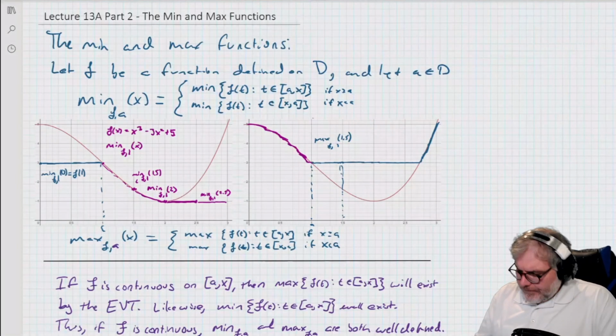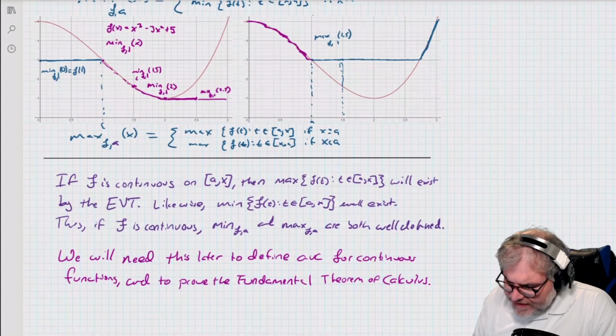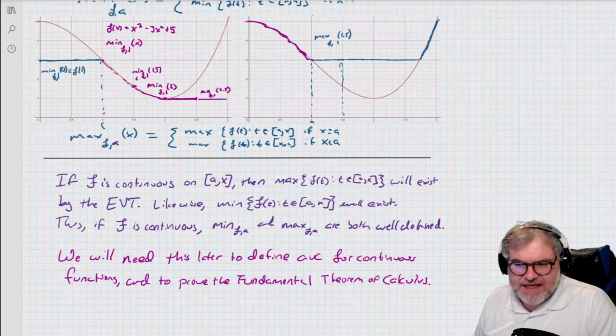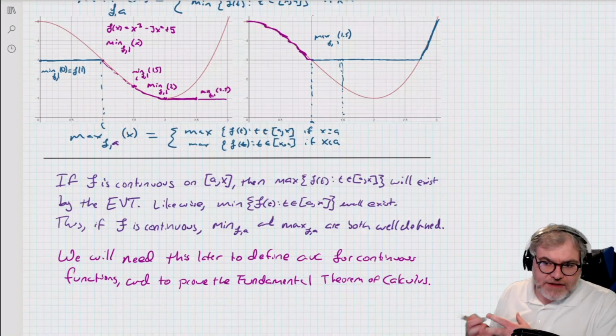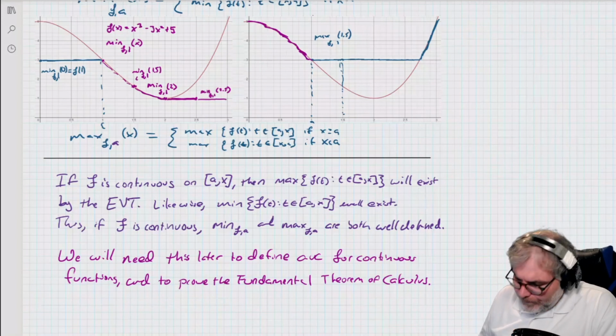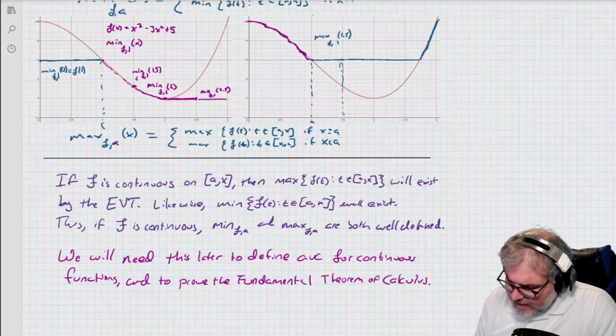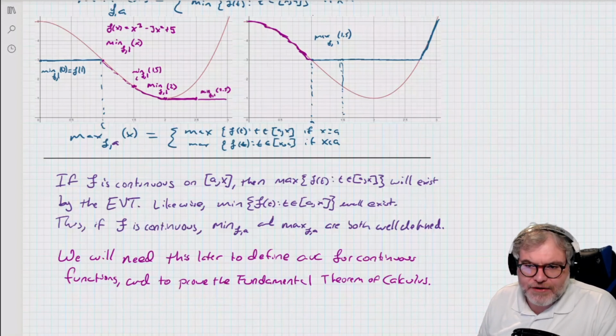Now, the big ideas that I have are the following. If f is continuous on [a, x], then this max will exist, by the extreme value theorem. The extreme value theorem says that I achieve a max if f is continuous and I have a closed interval. Likewise, the min will exist. So if f is continuous, then min f and max f are both well defined.